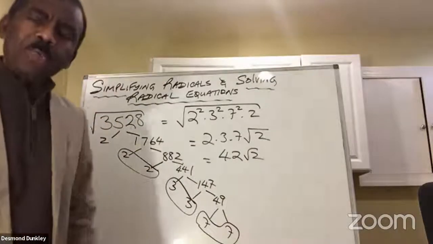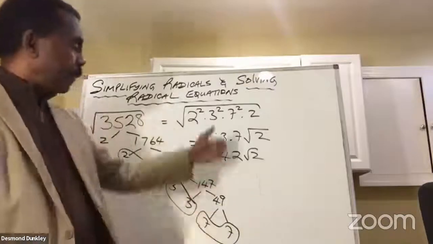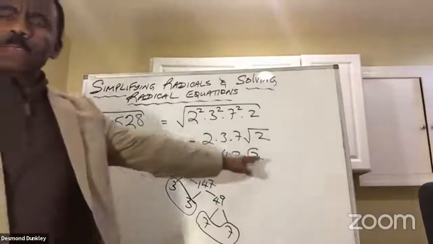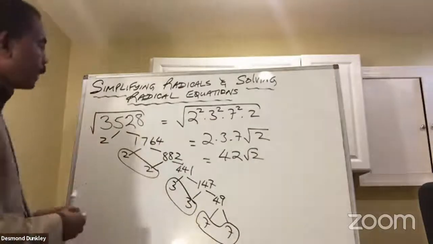So now you know how to reduce the square root of a number, if possible. There it is. The square root of this is 42 root 2. And that's the simplest form. Let's try cube root and see what happens.